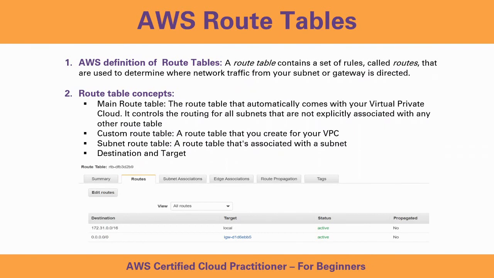The AWS definition of route tables is simple enough. A route table contains a set of rules called routes that are used to determine where network traffic from a subnet or gateway is directed.